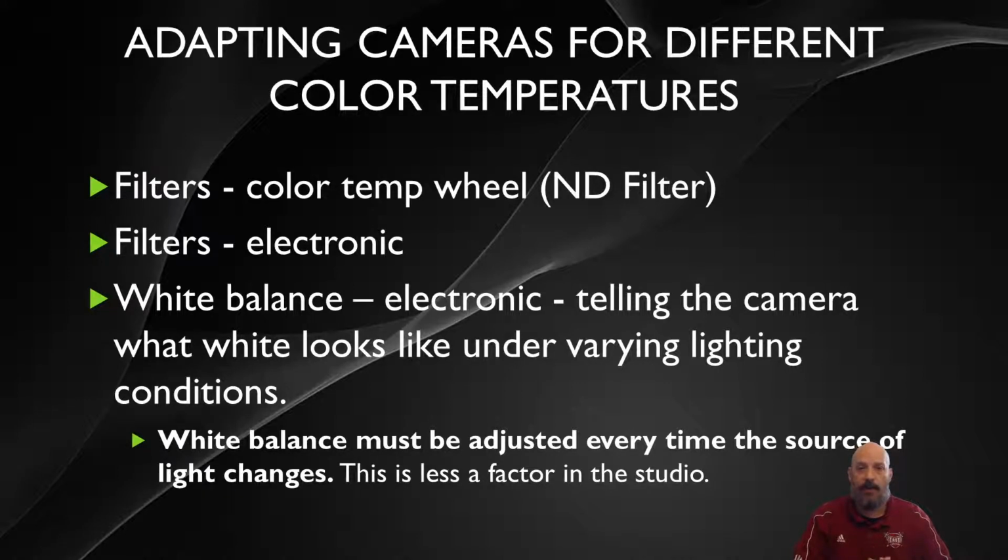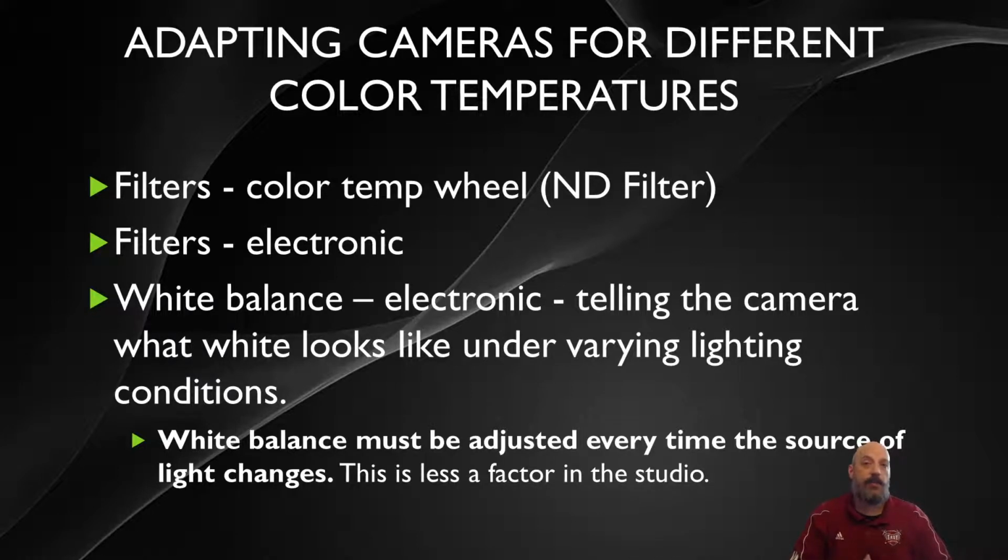The third setting is going to be what's known as a white balance, which is an electronic setting where you tell the camera what white looks like under various lighting, and it'll adjust for all the other colors in the spectrum. Now, one of the things to note about a white balance is that if you change environments and it becomes brighter, darker, or a different color temperature, you're going to have to re-white balance again. And then if you come back to the original, you're going to have to re-white balance as well.